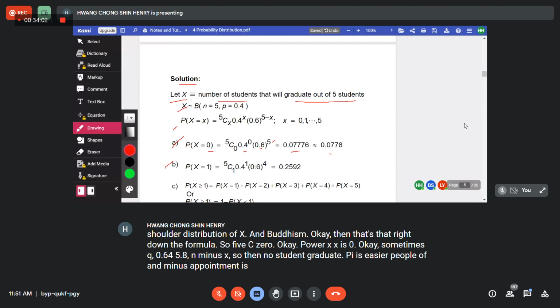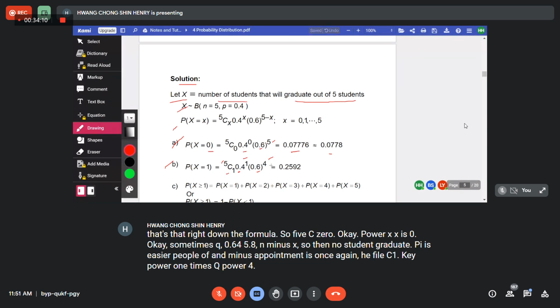1 student graduates: 5C1, p power 1 times q power 4, 5 minus 1 is 4. On the calculator, you get 0.2592.